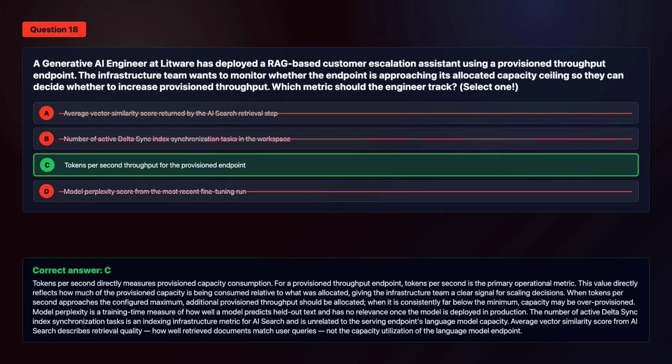The number of active delta sync index synchronization tasks is an indexing infrastructure metric for AI search, and is unrelated to the serving endpoint's language model capacity. Average vector similarity score from AI search describes retrieval quality, how well retrieved documents match user queries, not the capacity utilization of the language model endpoint.